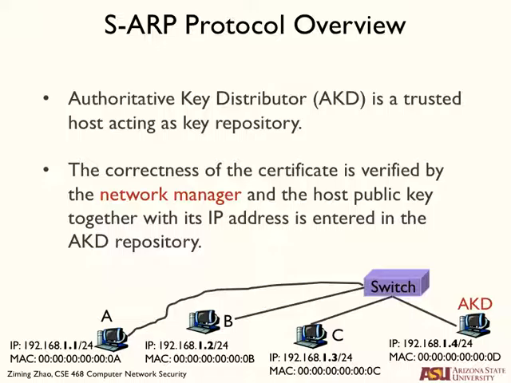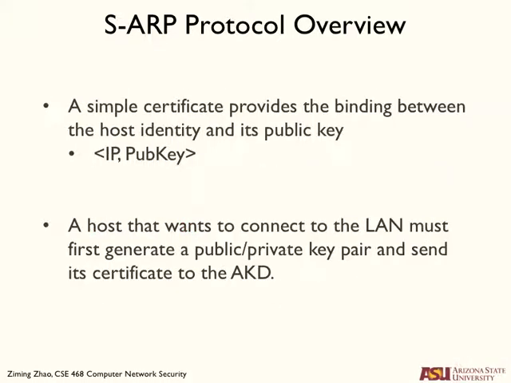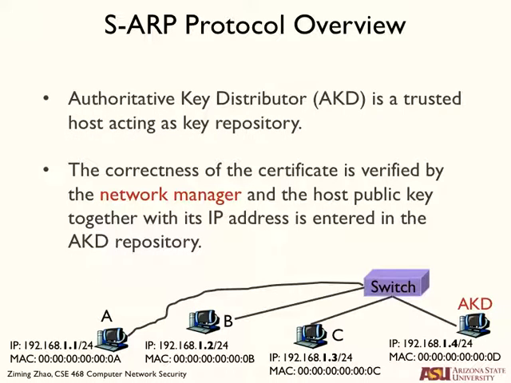And AKD is actually another host running in the same network, and it's maintained by some network manager, some administrators. So whenever a certificate is sent to the AKD, the network manager has to manually verify that this certificate is valid, which means this IP address actually is associated with this public key. That's why this protocol is not practical, because it's not automatic. Still, we need human managers to be involved. Then this AKD will store this certificate, which is an IP address and the public key, in its own database.